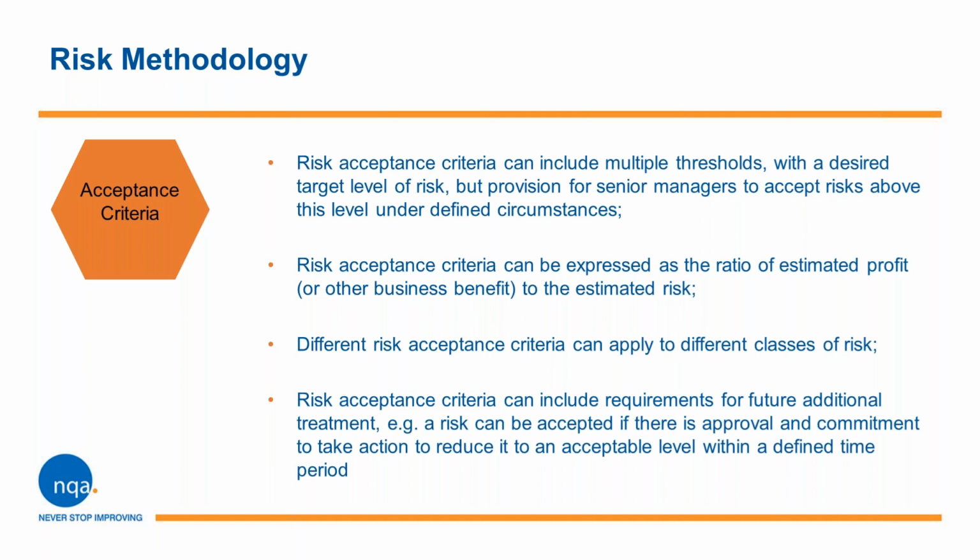Different risk acceptance criteria can apply to different classes of risk. So what we deem an acceptable low risk might be very different to an acceptable high risk, and we need to define that. The risk acceptance criteria can include requirements for future additional treatment. For example, a risk can be accepted if there is approval and commitment to take action to reduce it to an acceptable level within a defined period of time. So we may say we've got a really high risk here, but in 3 months' time, we're going to reduce that to medium because we have to wait on some infrastructure work or something like that. Now, as long as you've addressed that risk and you've seen it as a risk and you're doing something about it, but it's going to take time because of financial costs or infrastructure work, that's fine.